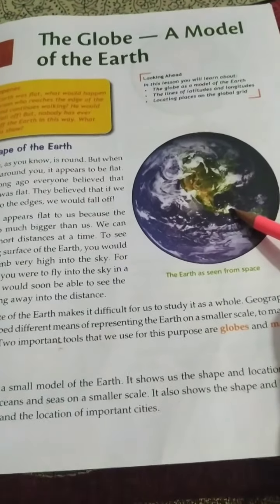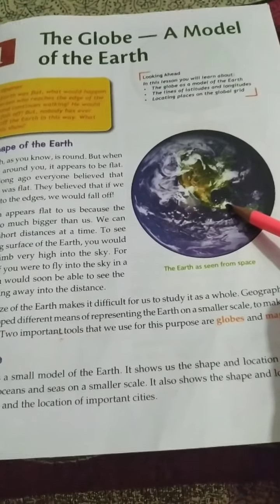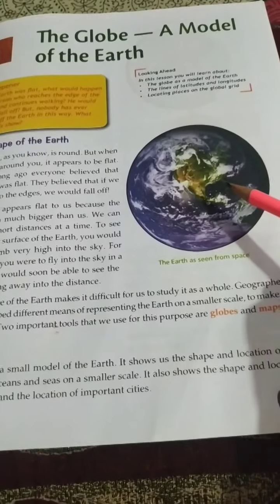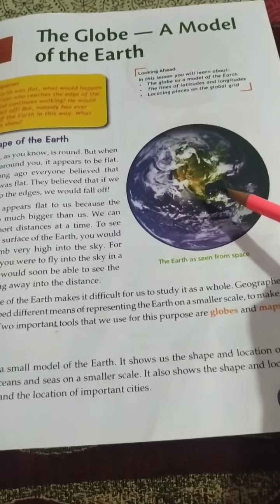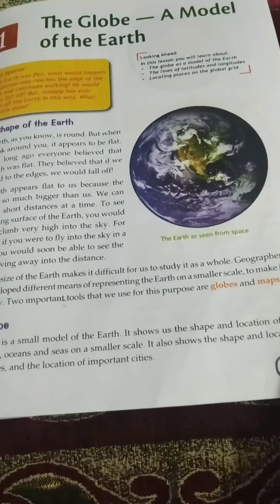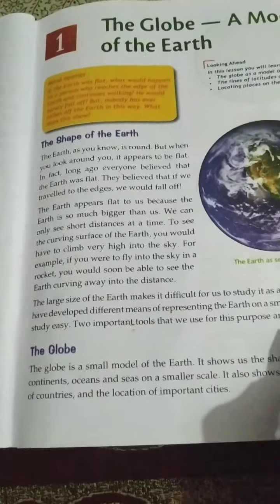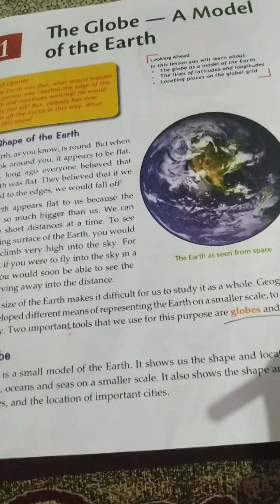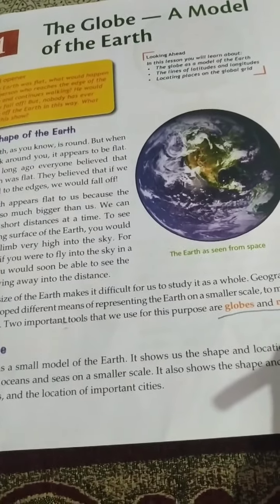Because of the large size of the earth, it is difficult for us to study it as a whole. So, two important tools are used to represent the earth on a smaller scale. These two tools are globes and maps. Underline. In this lesson, we learn about the globe as a model of the earth, the lines of latitude and longitude, and locating places on the global grid.